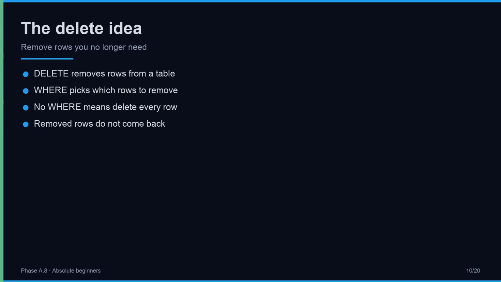Delete from, the table name, then where picks which rows to remove. Forget where and you delete every row in the table. There is no recycle bin. The rows are gone. So treat delete with even more respect than update. Always where. Always commit after, only when you are sure. Removed rows do not come back.